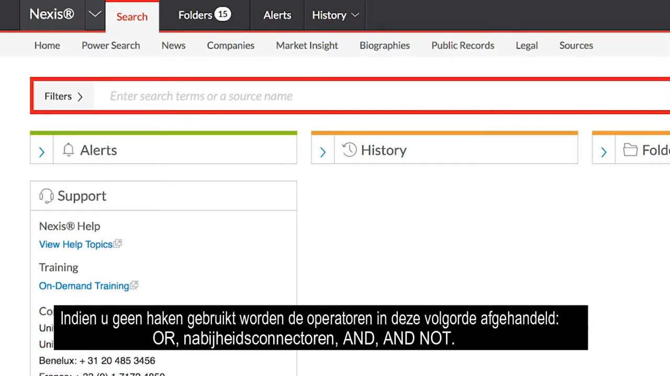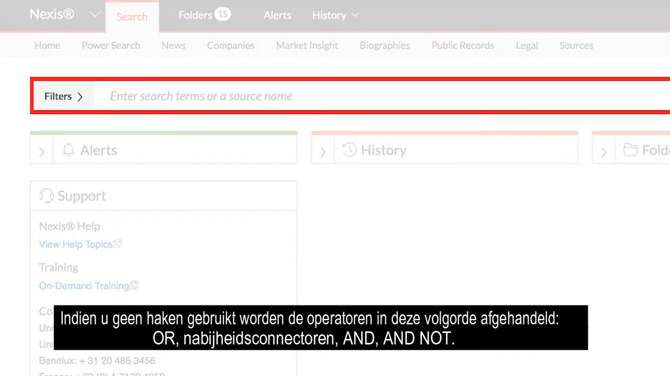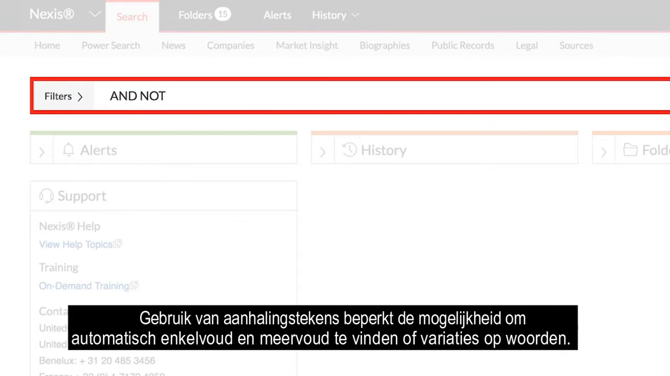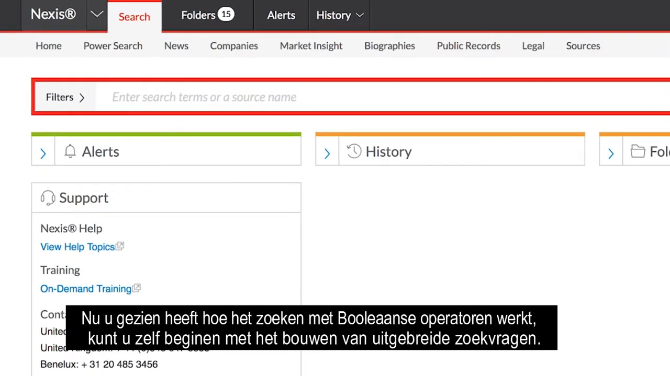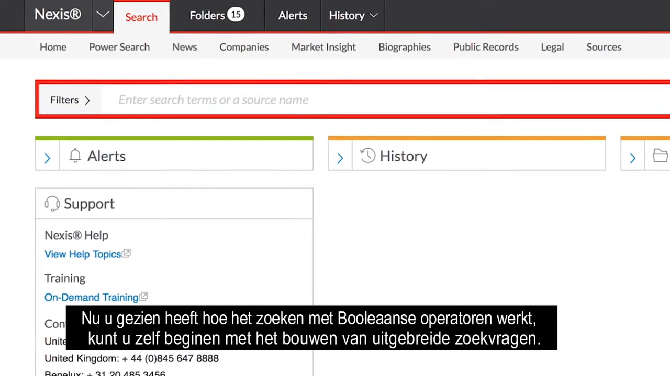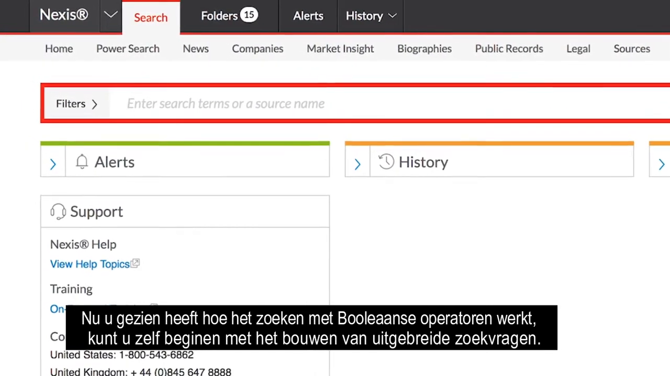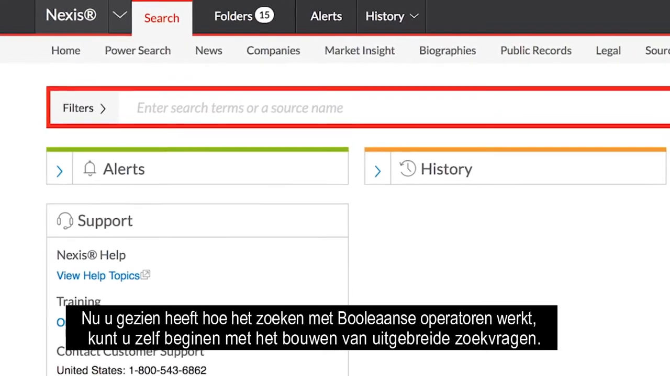Unless you are using parentheses, terms and connectors are processed in the following order: or, proximity connectors, and not. Using quotation marks turns off the Nexis functionality that automatically finds singular, plurals, and variations of terms. Now that you have seen a brief display of how terms and connectors search logic works, you can begin building precise searches that meet a specific criteria to pull up the documents you need.